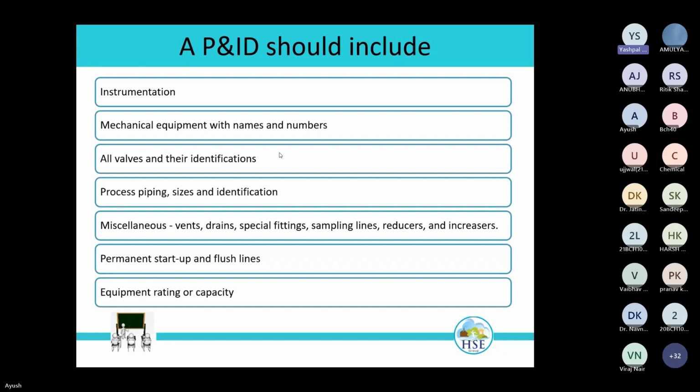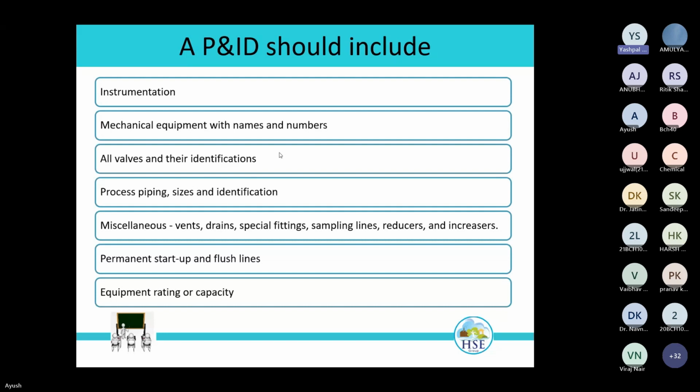All valves and their identifications, of course. There are a lot of types of valves and different types of pumps we are using in the industry. So we use different legends for different types of pumps and different types of valves. That we represent and give in the P&ID, which gives you a clear picture about the type of pump and type of instrumentation. Process piping size and identification: of course, when we give details of any piping, the size of the pipe also we mention in the P&ID.